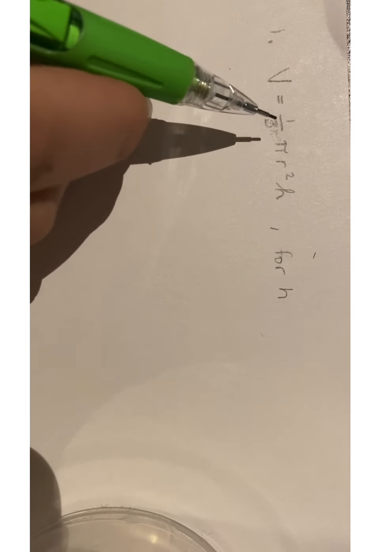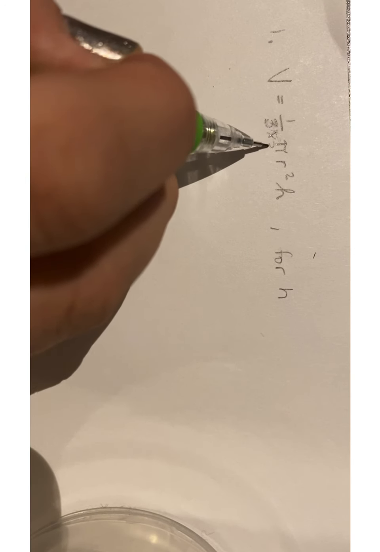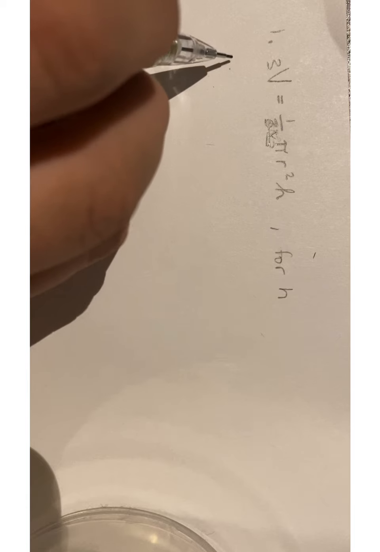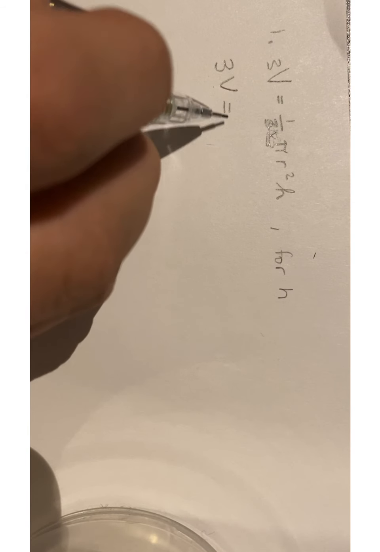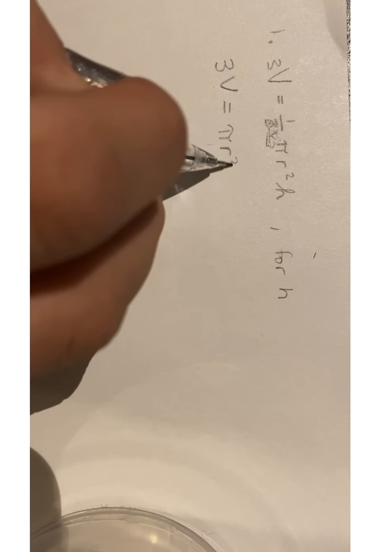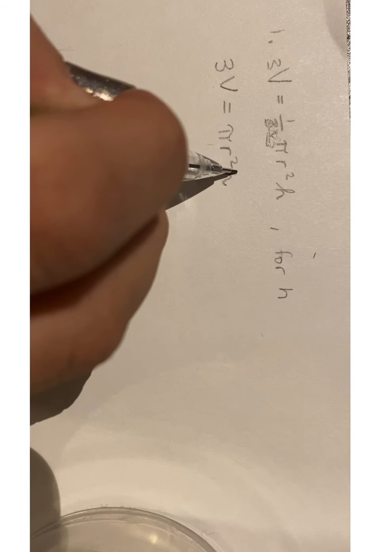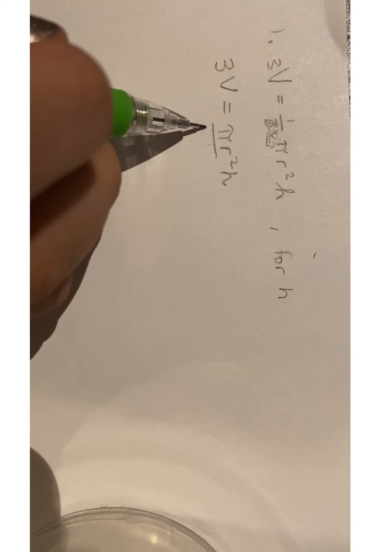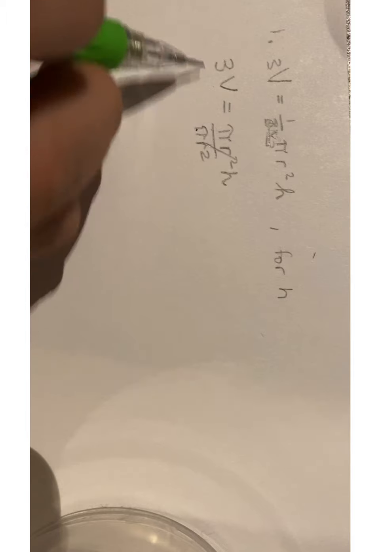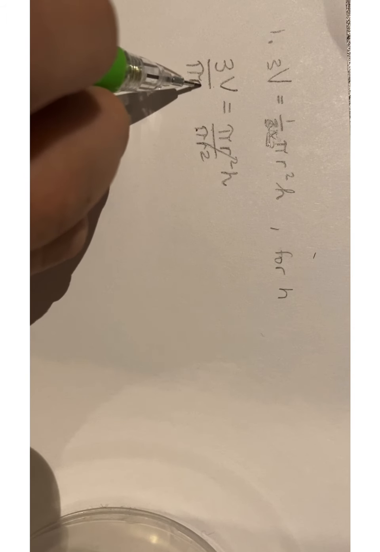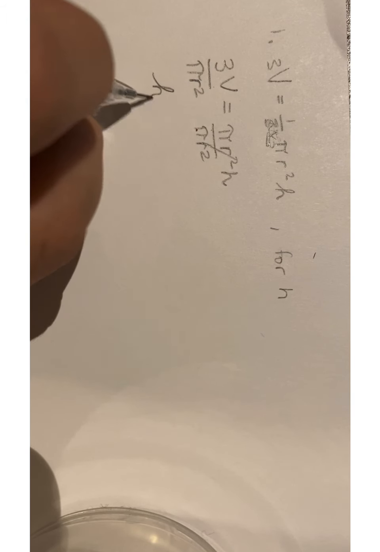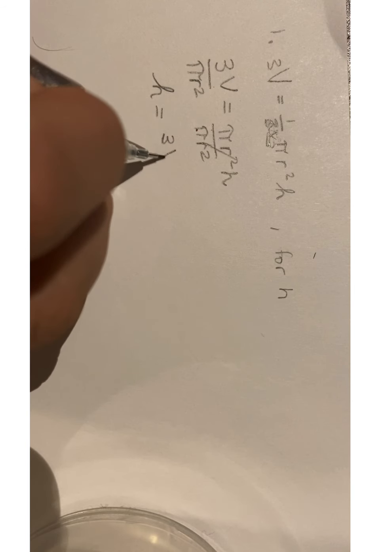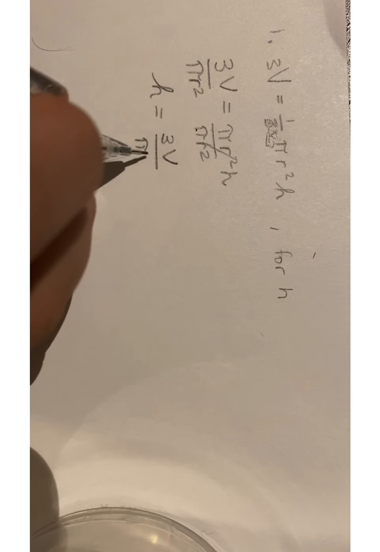First thing we need to do is get rid of the fraction. So we're going to multiply by 3 on both sides. So we have 3v equals pi r squared times height. Next, what we're going to do is divide by pi r squared. So our final answer is h equals 3v over pi r squared.